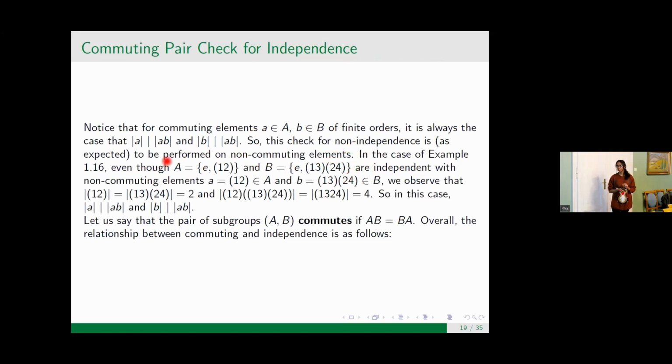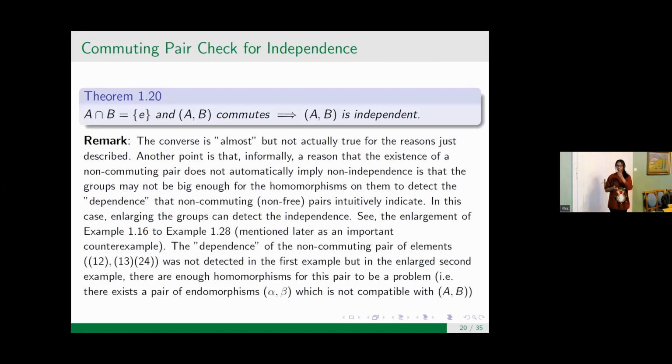In the case of this example here, this non-normal example, which was still independent, did have a pair of non-commuting elements, but they were such that the order is divided in this tricky but nice way. So a relationship which we see here is that if you are almost disjoint and you commute, you are for sure independent. The converse is almost true, but not true.